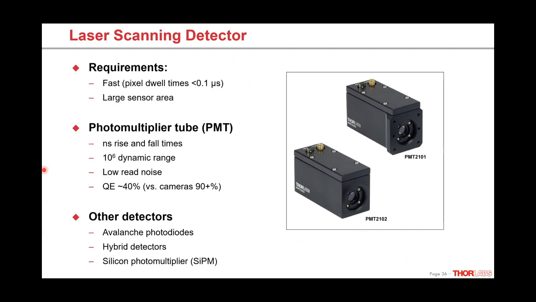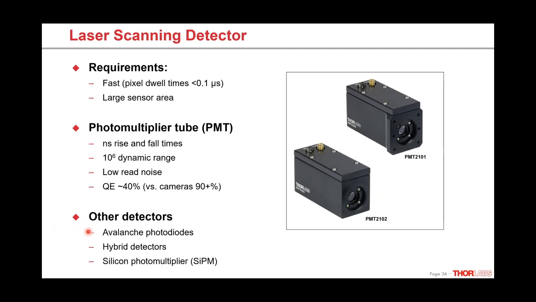So the traditional detector that's used in this type of system would be a PMT. These have nanosecond rise and fall times, so it's fast enough to satisfy this requirement. They also have high dynamic range and low read noise. But the price you pay for the speed is their quantum efficiency tops out at just over 40%. This is versus cameras where their quantum efficiency, or the ability to translate photons into electrical current, can be 90 to 95% or higher. So because of these limitations, people have been looking at alternatives to PMTs.